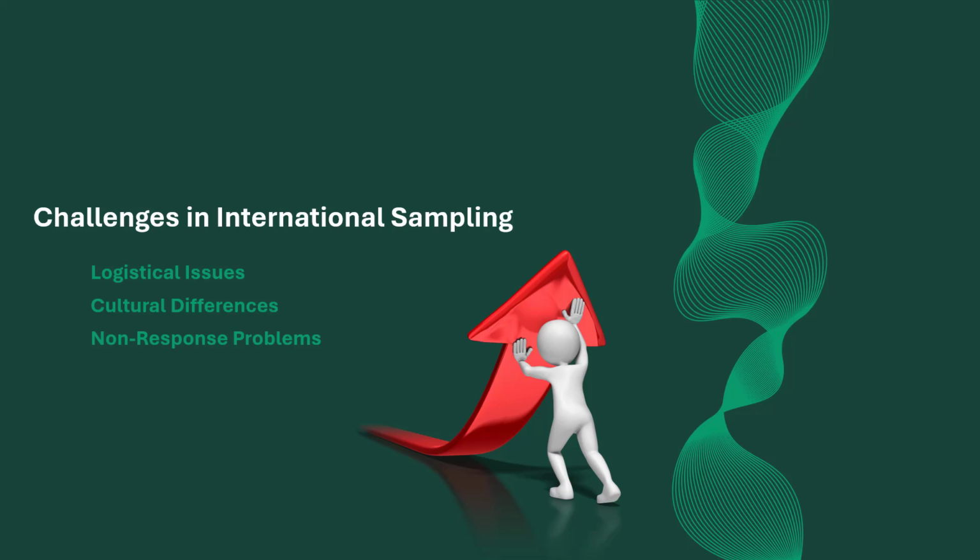Identifying and addressing common obstacles such as logistical issues, cultural differences, and non-response problems is essential for achieving accurate and reliable sampling in international research. Logistical challenges here involve coordinating data collection across multiple countries, which includes dealing with varying infrastructure, time zones, and geographic dispersion, of course. These issues can lead to delays, increased cost, and inconsistent data collection practices.